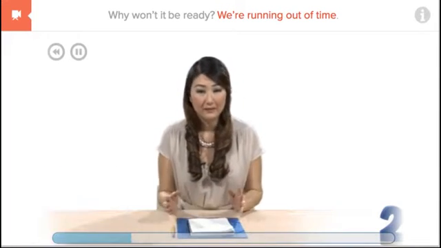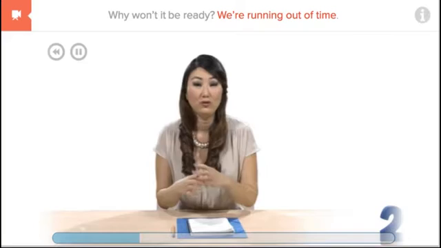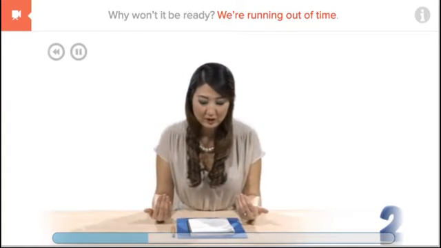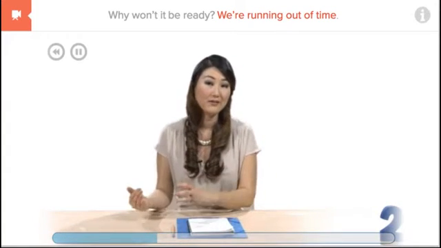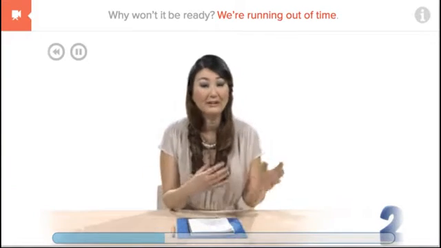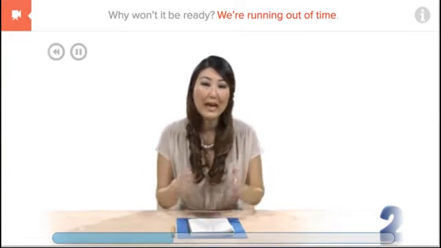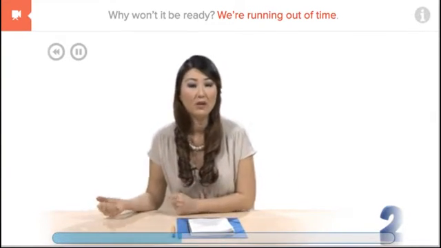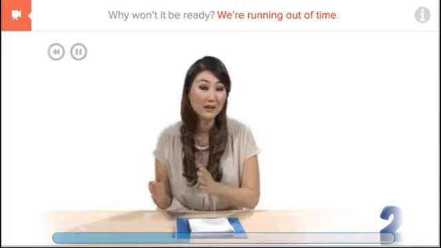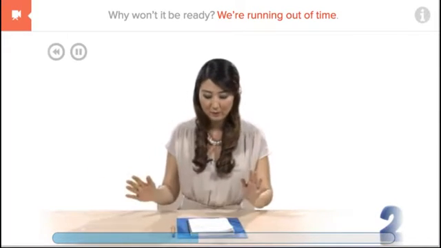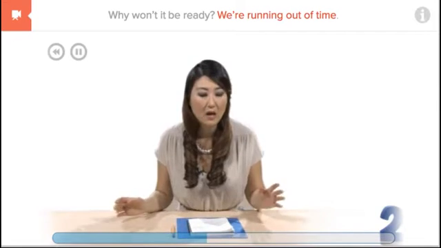Viene del verbo acabar, right? Acabarse algo, cuando ya no te queda algo. So we're running out of time, right? Se nos está acabando el tiempo. To run out of something. Repeat, to run out of something. Por ejemplo, we're running out of time.